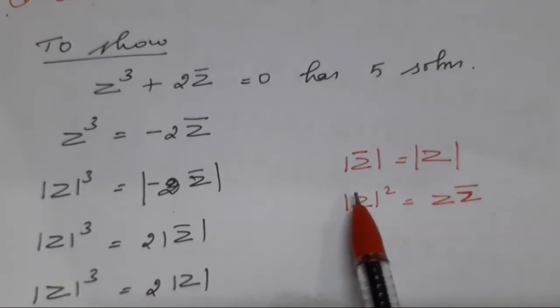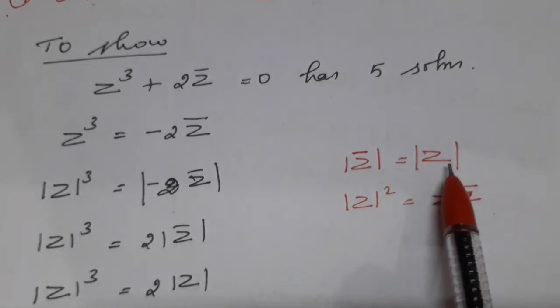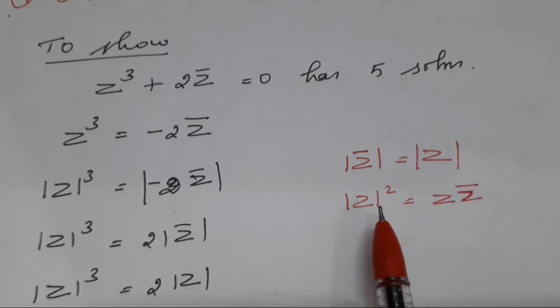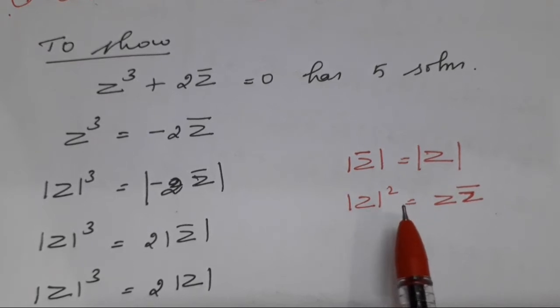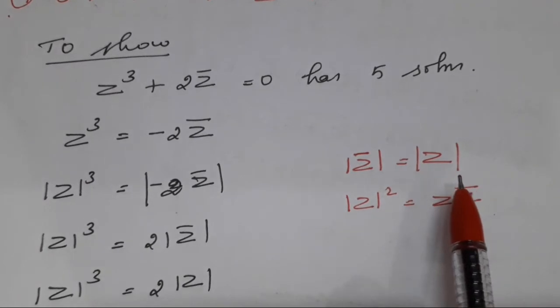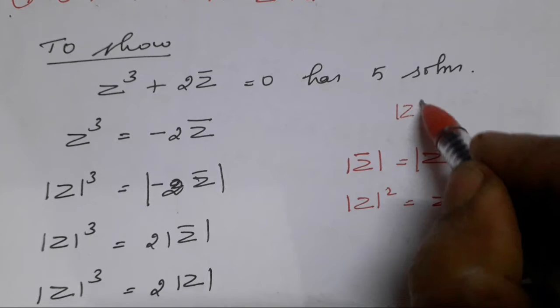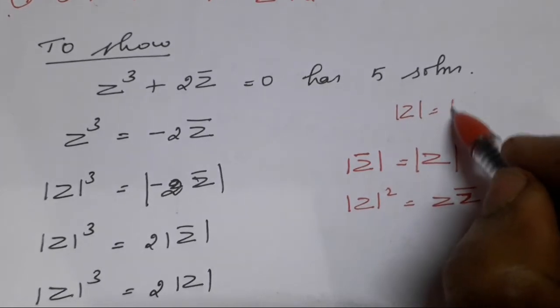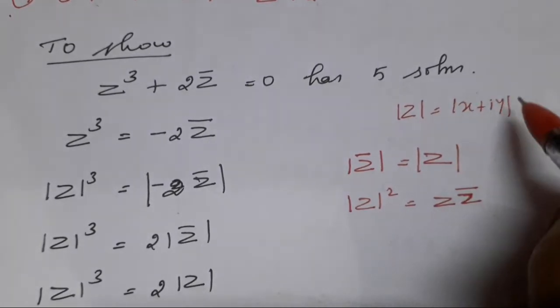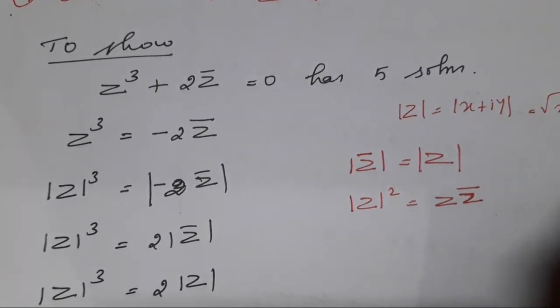We remember that modulus of z bar equals modulus of z. This is one of the properties of the modulus of a complex number. Modulus of z bar as well as modulus of z have the same value. So what is our modulus of z? Modulus of z, for the complex number x plus iy, is rewritten as the root of real part square plus imaginary part square.